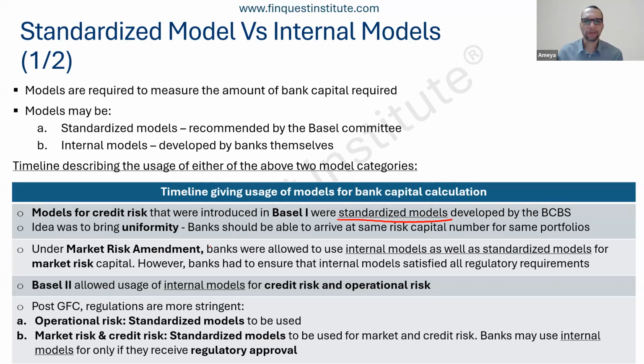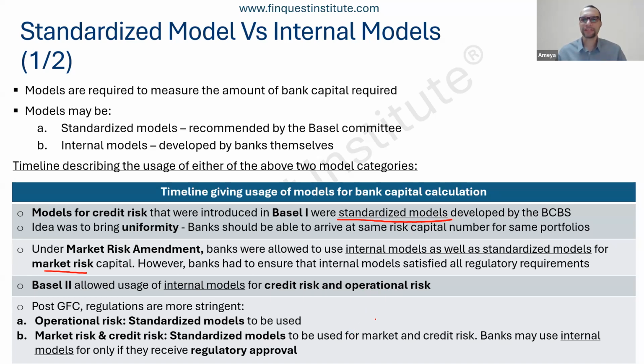Now, under the market risk amendment, which we saw in one of the previous slides as well, banks were allowed to use internal models as well as standardized models for market risk capital. However, the banks had to do one thing. They had to ensure that the internal models satisfied all of the regulatory requirements. Basel II allowed usage of internal models for credit and operational risk, because, as we saw around the time of Basel III, operational risk is something which banks started considering as a part of the capital. Rather, regulators mentioned that this is a very important part of risk, and we want you to incorporate that as a part of capital. So that's why we have this operational risk part.